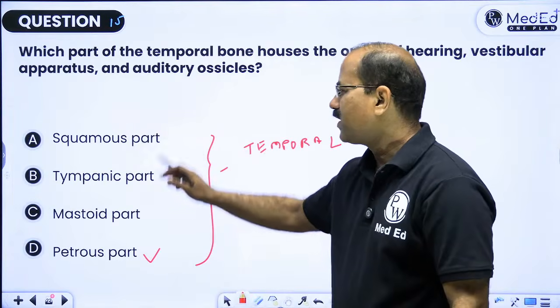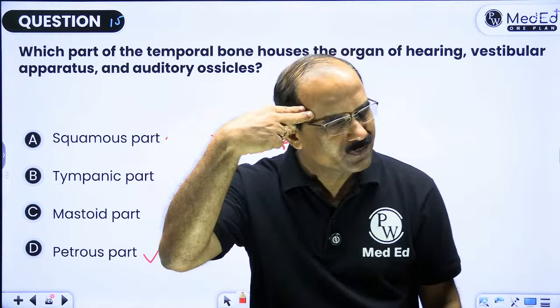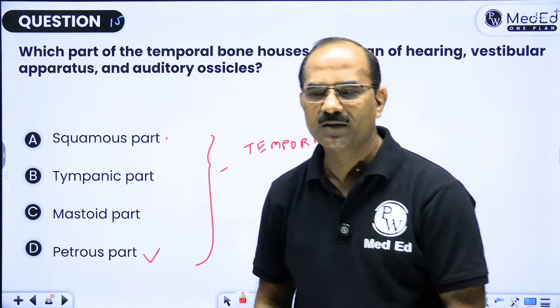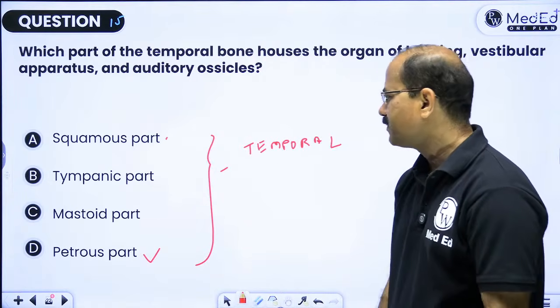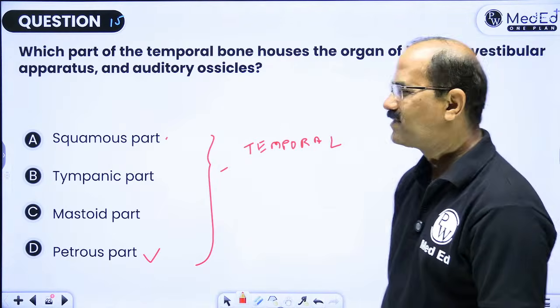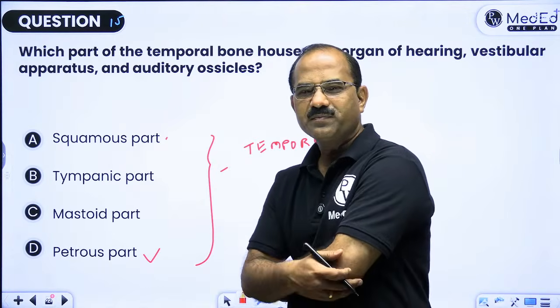So petrous part. बाकी squamous part is this. Mastoid पीछे है, tympanic plate नीचे होता है, base of the skull पे. The tympanic plate is at the base of the skull. ओके, फाइन बच्चों, समझ में आ रहा है? Enjoying?